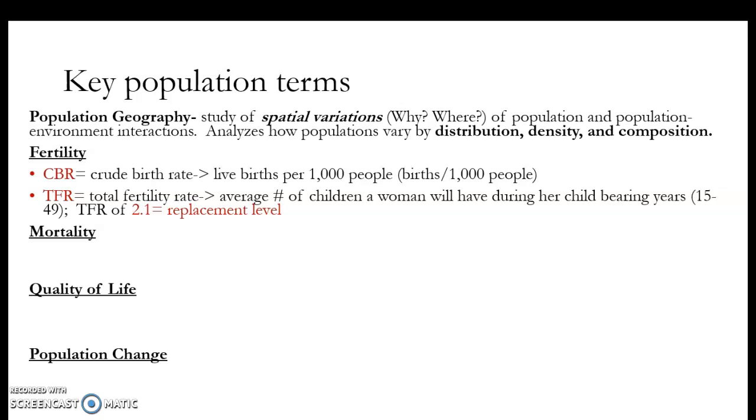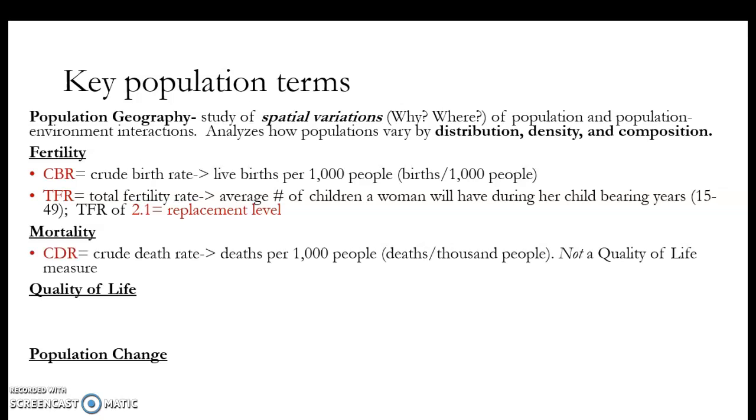Now, you might think that 2.0 would be a perfect fertility rate, as two parents have two children and then they double, they replace themselves. But because of some quality of life issues, because of some mortality issues, we're going to see that we need our replacement level to be slightly over 2.0. Mortality is judged by the crude death rate, which looks at the number of deaths per 1,000 people.